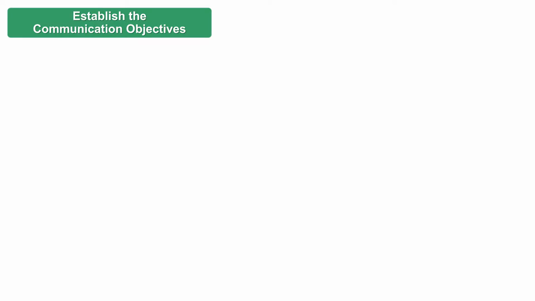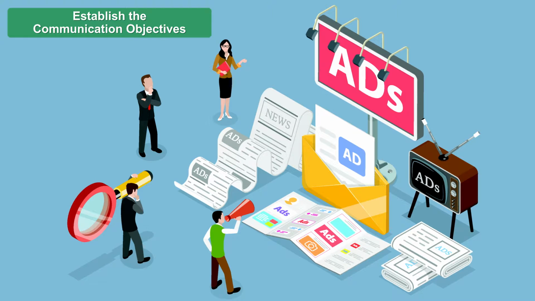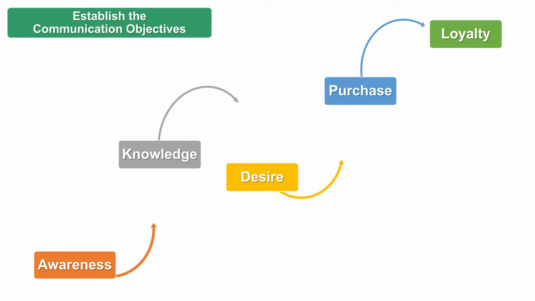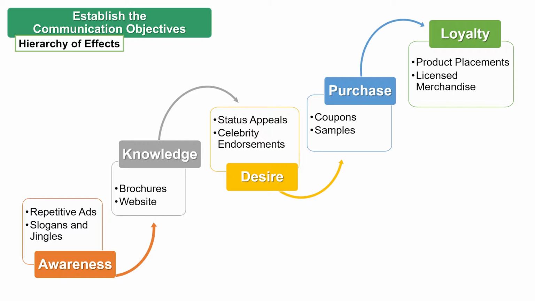Step 2 is to establish the communication objectives. The whole point of communicating with customers and prospective customers is to let them know in a timely and affordable way that the organization has a product to meet their needs. In most cases, it takes a series of messages that move the consumer through several steps, or a hierarchy of effects, from initial awareness of a product to brand loyalty. The task of moving the consumer up the hierarchy becomes more difficult at each step.